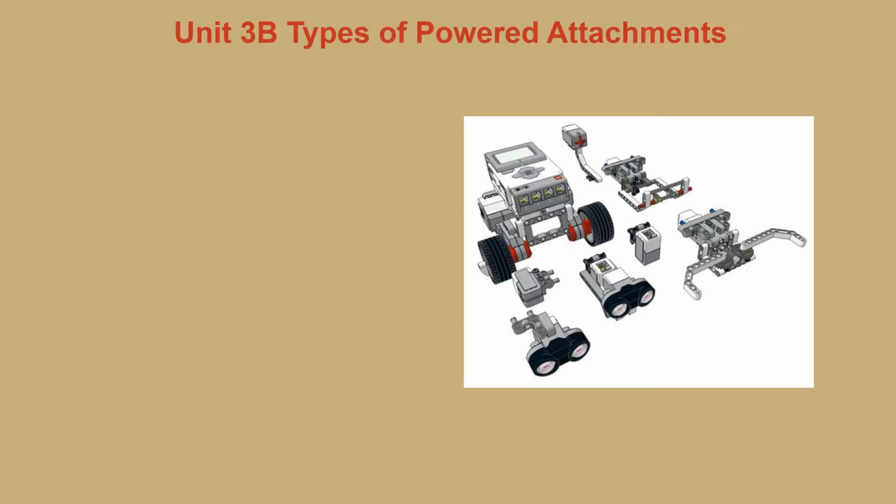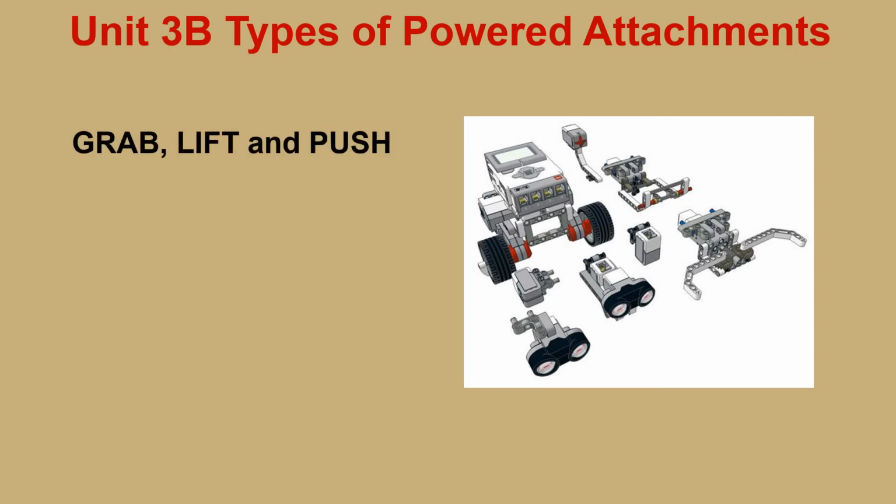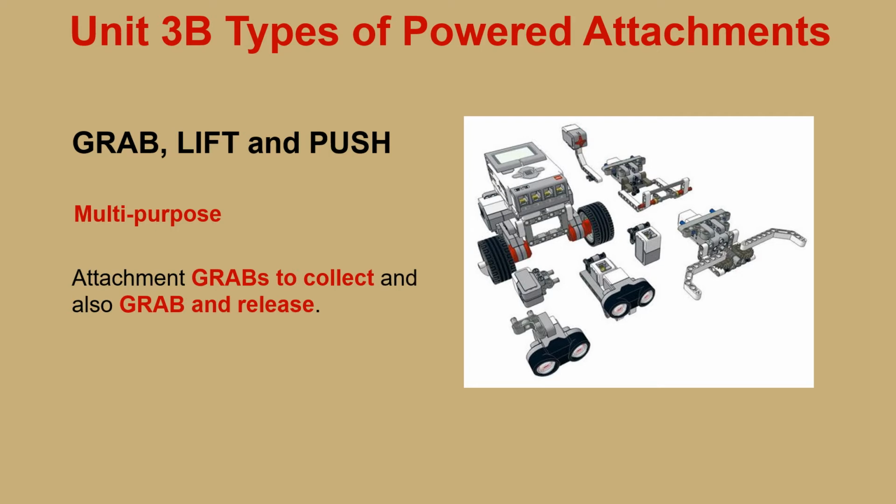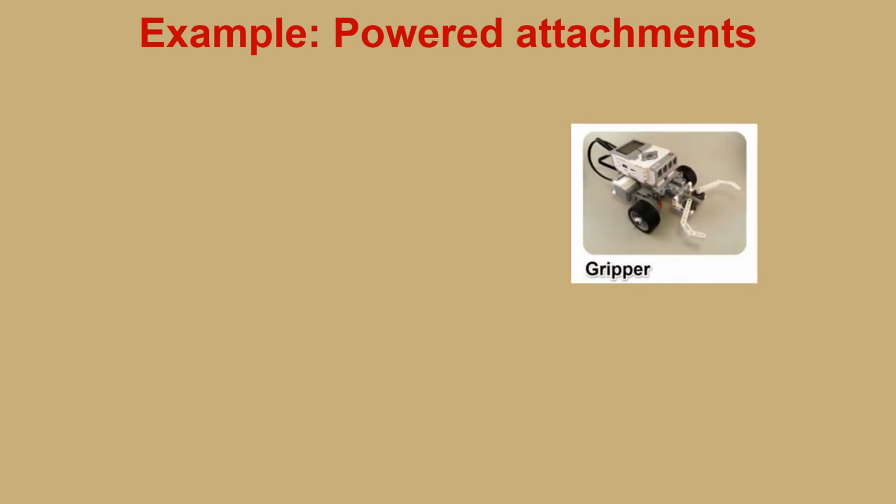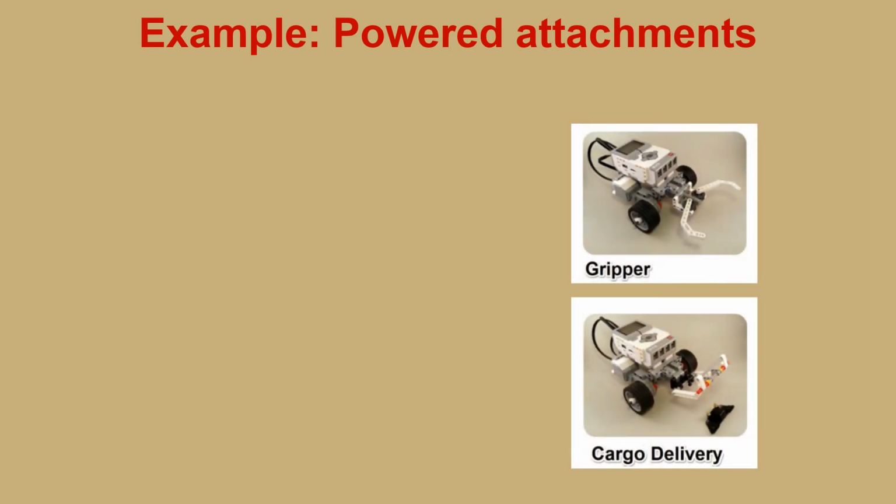So these are the attachments that come with the Riley rover. They can grab, they can lift, and they can push. And they have to be multi-purpose. All right. So attach the grabs to collect and to release, and the lifts. So 2 examples that are used for the Riley rover in the building instructions are the gripper and the cargo loader.